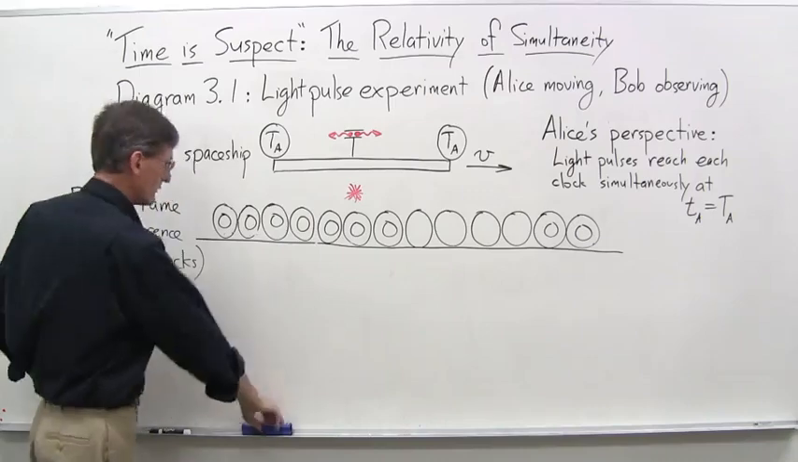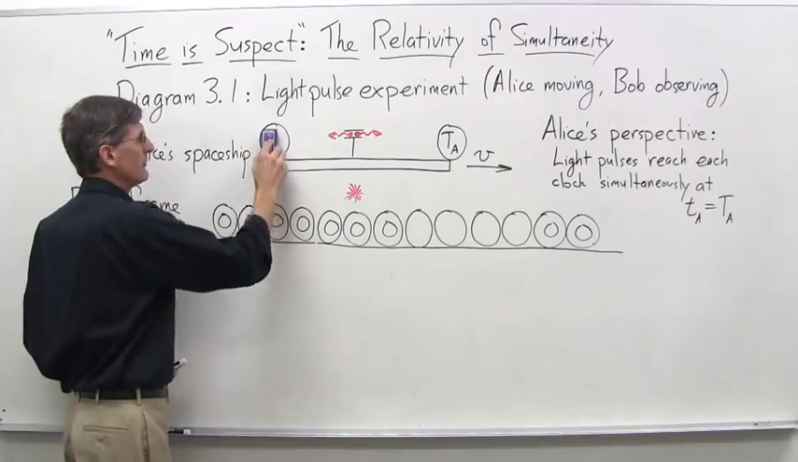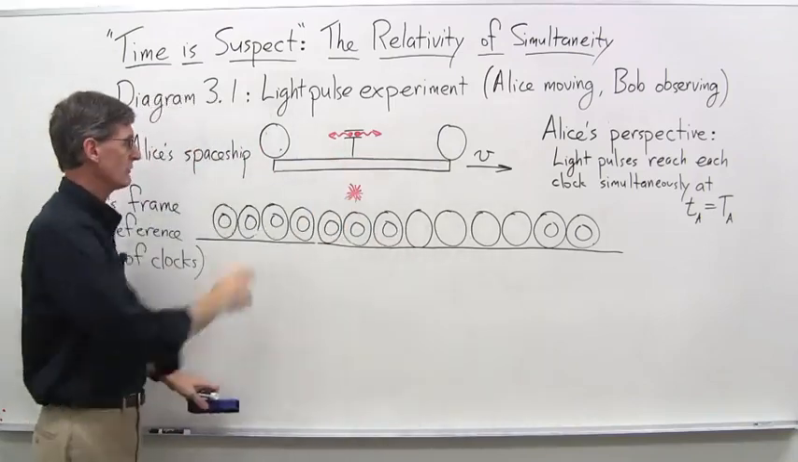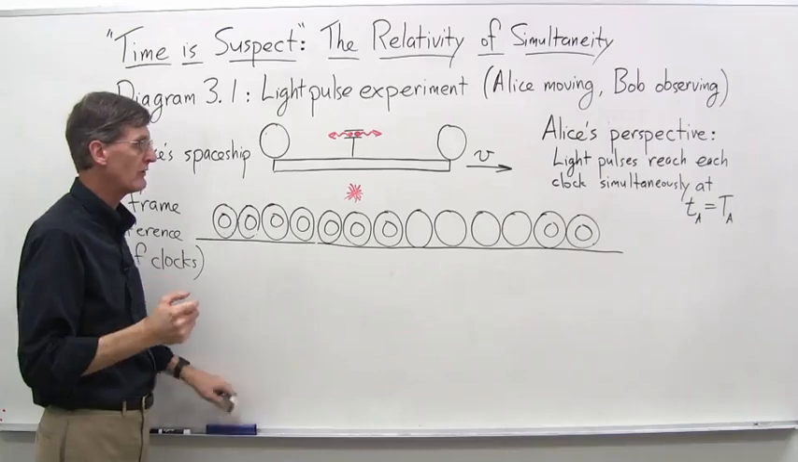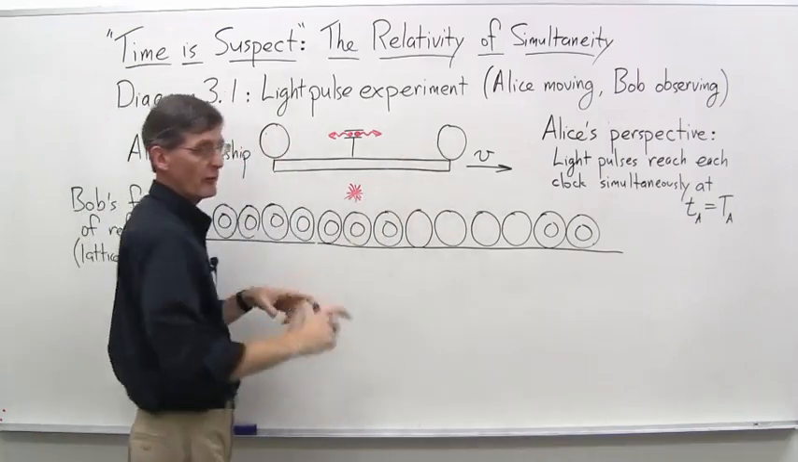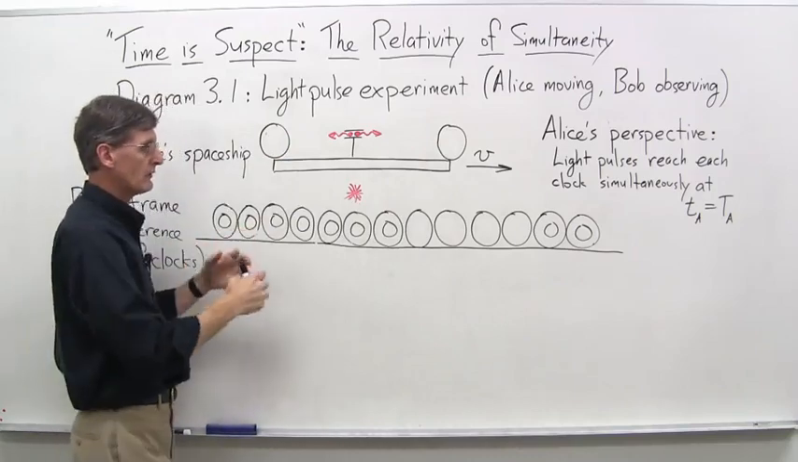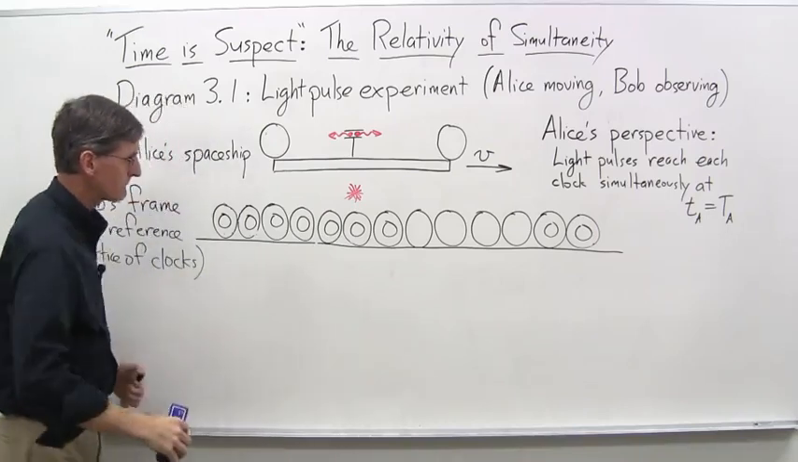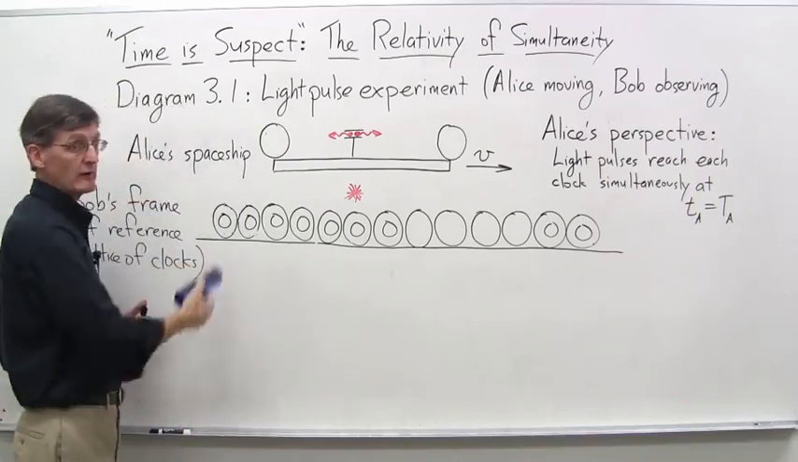And also for Alice, so we'll erase the capital T sub a here, because that's later on for Alice when they actually hit. But the important thing to remember is, as far as Alice is concerned, when these two photons hit, they both hit simultaneously, and the reading on her clock is capital T sub a. So keep that in mind here. So now that's diagram 3.1.